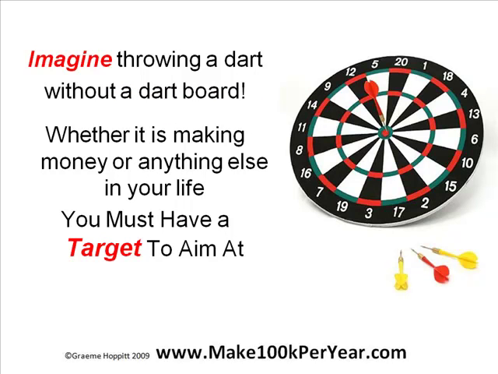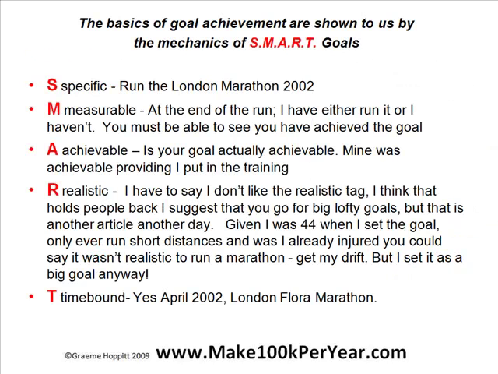Imagine for a moment throwing a dart without a dartboard as a target. You see, if you're setting a goal, whether it be making money or something personal or professional, you must have a target to aim for. The basics of goal achievement are shown to us by the mechanics of a system known as SMART goals.